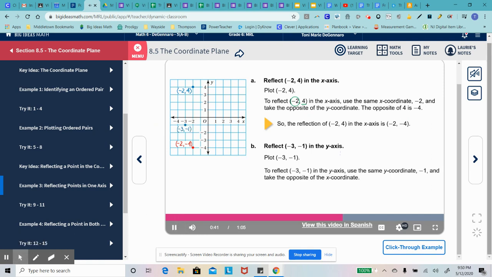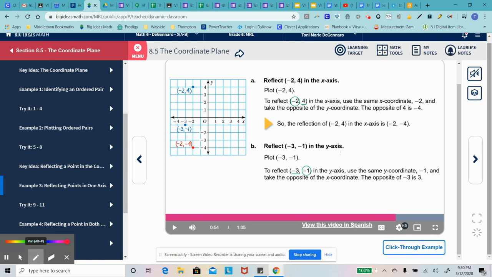To reflect (-3, -1) in the y-axis, use the same y-coordinate, -1, and take the opposite of the x-coordinate, the opposite of -3. So let's stop this for a second. I want you to think, before it shows you, where do you think your coordinate is going to end up being?